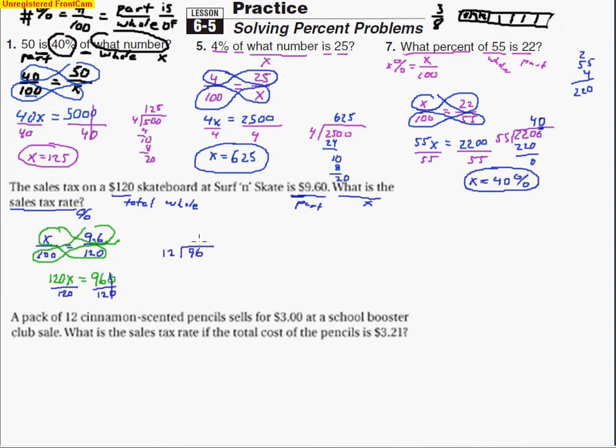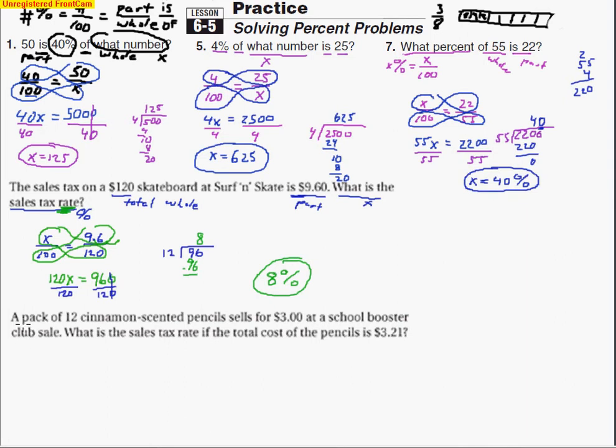So how many times does 12 go into 96? We've got 8 times, evenly. And so there it is. But don't just write the answer 8. What is 8? 8 is a percent. Read the problem. Figure out what you're trying to find. We're trying to find a rate, a sales tax rate, a percentage.